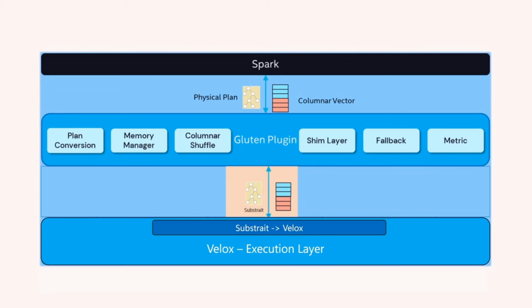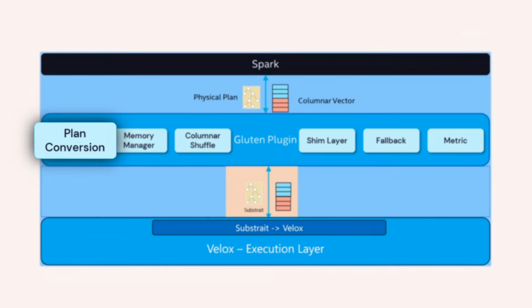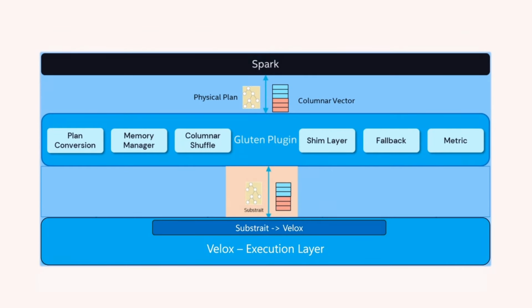It's essentially Latin for glue. And what it does is it glues together Spark with the underlying C++ execution. So Gluten works by transforming Spark's physical plan into a set of native operators, which are then offloaded to the native engine.